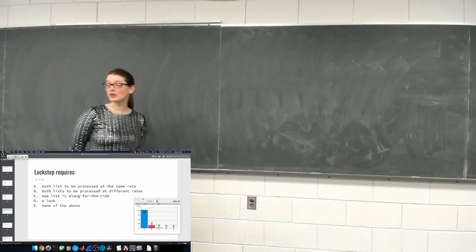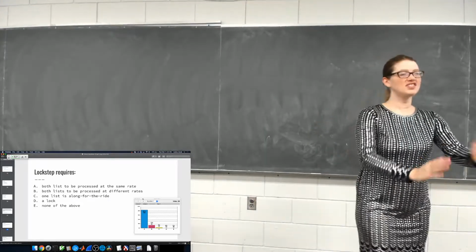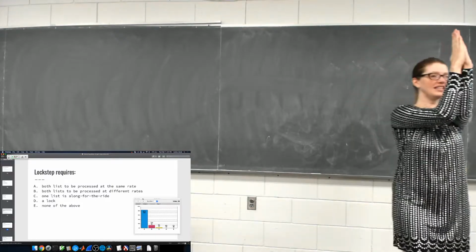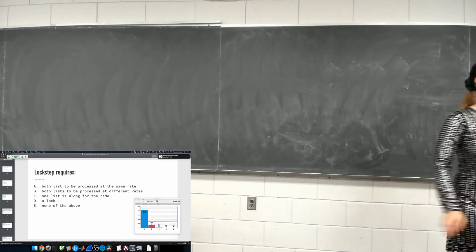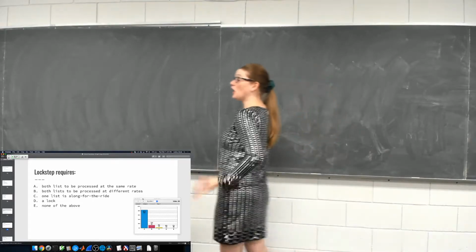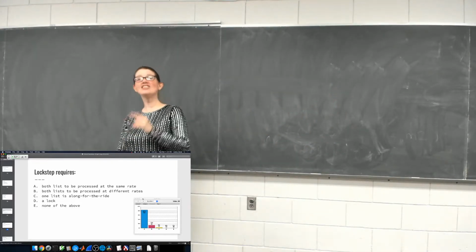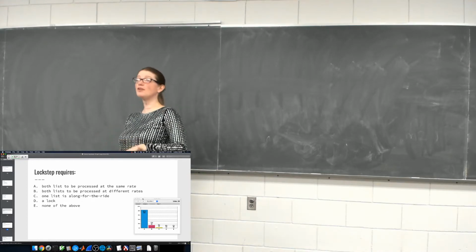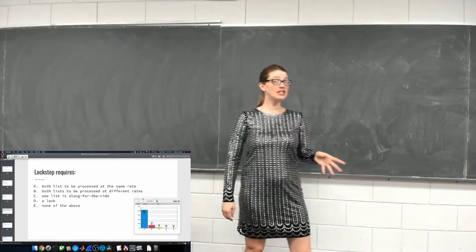Lockstep requires both lists to be processed at the same rate. That's correct. Because literally what we're saying is we're always processing things at exactly the same rate. So it's not any of the others. Now you might be asking yourself, am I ever going to use this concept of lockstep outside of this course? Yes, you will. Especially if you continue on in computer science. You'll do it with arrays and other data structures.